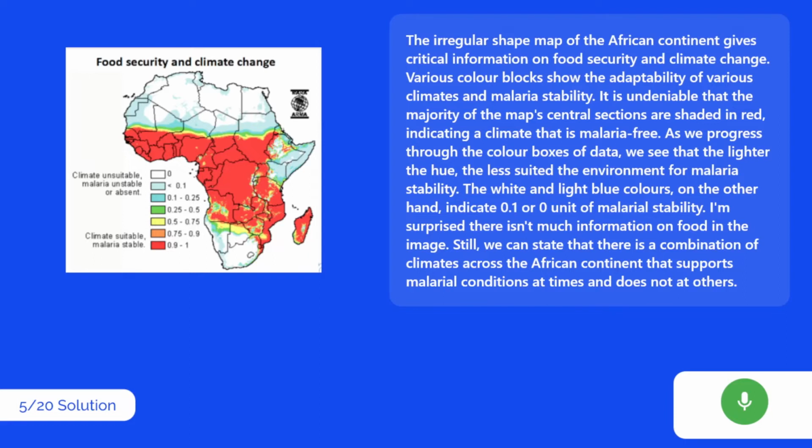the environment for malaria stability. The white and light blue colors, on the other hand, indicate 0.1 or 0 units of malarial stability. I'm surprised there isn't much information on food in the image. Still, we can state that there is a combination of climates across the African continent that supports malarial conditions at times and does not at others.